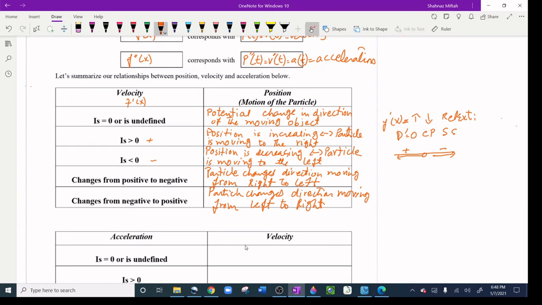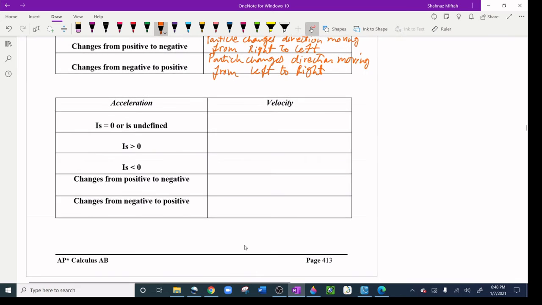Okay, let's compare acceleration and velocity. It's like a second derivative and first derivative. So if acceleration is 0 or undefined, then we're going to say there is a change in signs of velocity.